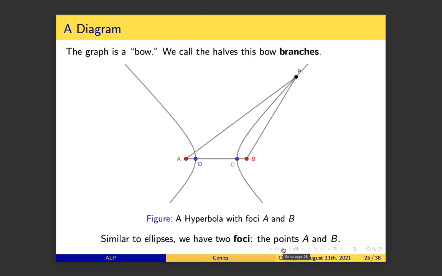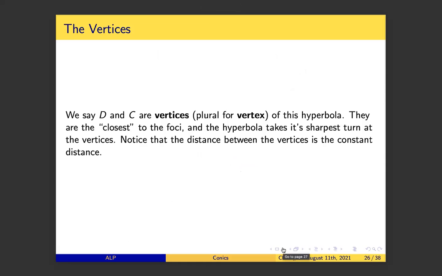All right, so the diagram of this hyperbola. We say the graph is a sort of bow here, and we call the halves of this bow branches. Here you see a hyperbola with foci A and B. Similar to ellipses, the vertices are C and D. This is the plural of vertex, by the way. They are the closest to the foci, as you see here, and the hyperbola takes its sharpest turn at the vertices.